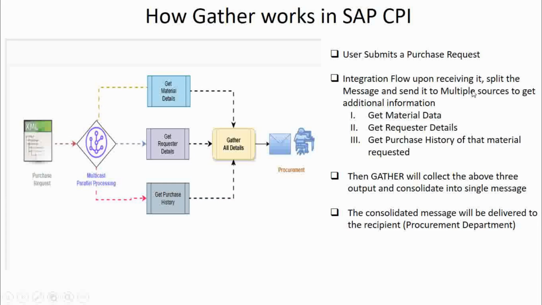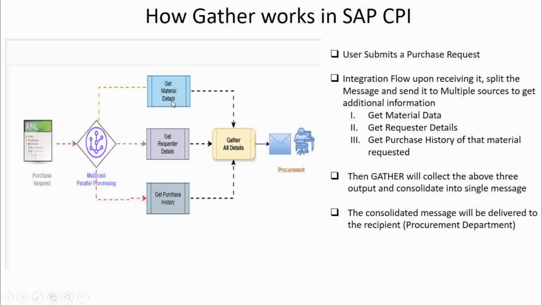So the integration flow, upon receiving it, splits the message and sends it to multiple sources to get additional information. One will get the material data, the other one gets the requested details. That means who requested, which department, what is the profit center, what is the cost center. All the financial required data will be received from this second portion. And the third portion will tell you the purchase history. What is the history of this material purchased, the material which is requested in a purchase request, and it will look for the purchase history of that material.